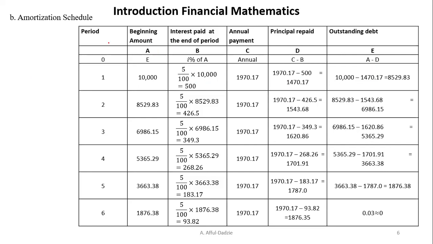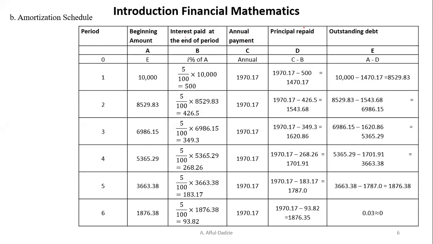So after you've indicated a column for the period, indicate a column for the beginning amount. At the beginning of every period, what is the amount we have? Then the next thing is the interest paid at the end of each period, so we should have a column for that. Then we also have a column for the annual payments, the annuity that we have found, the amount that we are going to be paying at the end of every year. We call it the annual payment.